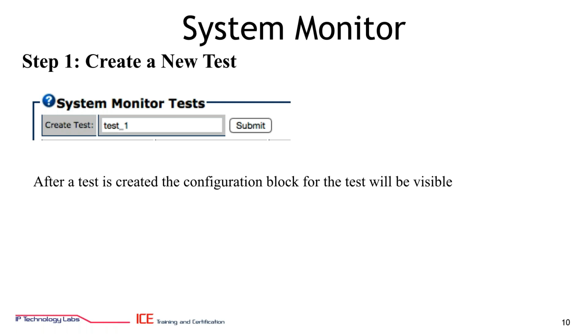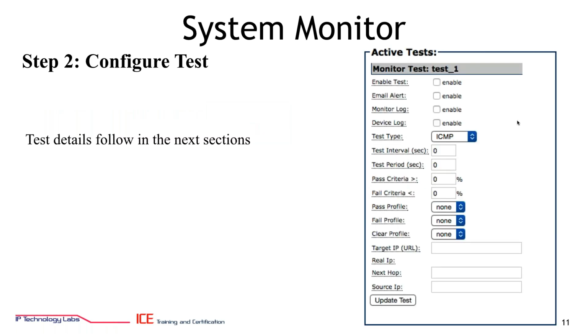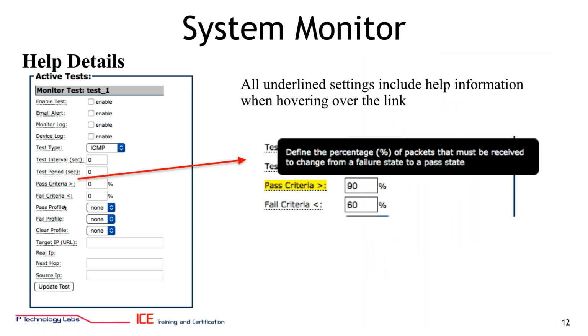So to create a system monitor test, the first thing I do is create a named test. You can give it any name that you want. I can say, I'm testing for my LTE, or I'm testing for my overall network. Once you create a test, you're going to get a block for configuration, and that block is going to be based on that name. So if you have multiple tests, they all have a unique name. When you go down through, each of the different configurable variables has a little pop-up window to give you information on what that configurable criteria is.